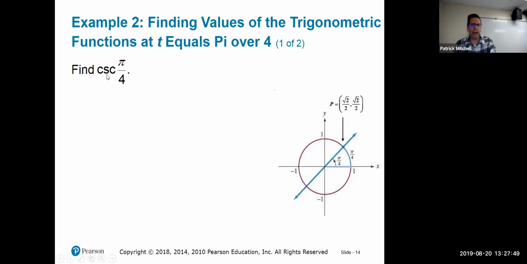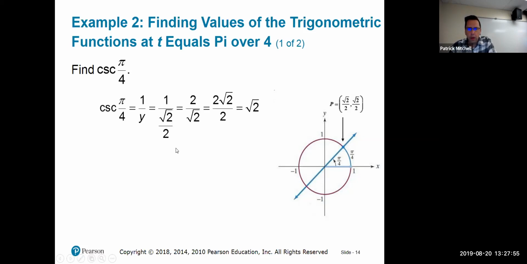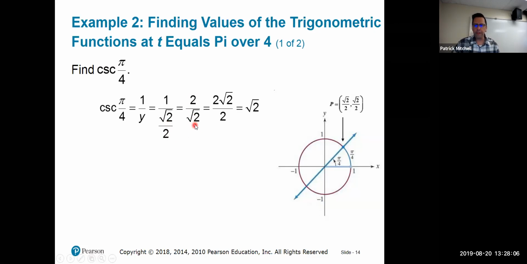So the cosecant of pi over 4, remember cosecant is 1 over y. So 1 over y would be 1 over root 2 over 2. The reciprocal of root 2 over 2 is 2 over root 2. And then if I rationalize the denominator, that turns into 2 root 2 over 2, which is just the square root of 2. Okay.